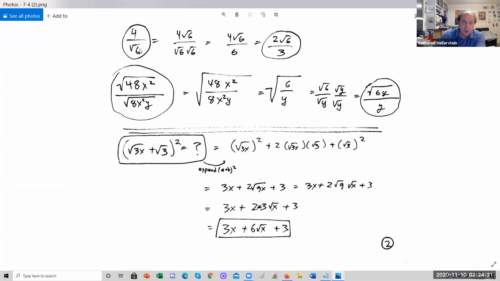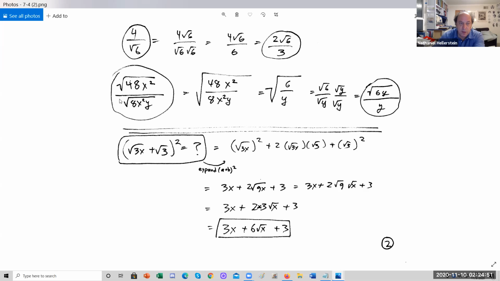Here's 4 divided by root 6. To rationalize the denominator, we'll multiply numerator and denominator by root 6. That way, root 6 times root 6 is 6. So you get 4 root 6 over 6. Then you can cancel a common factor of 2 and get 2 root 6 divided by 3.